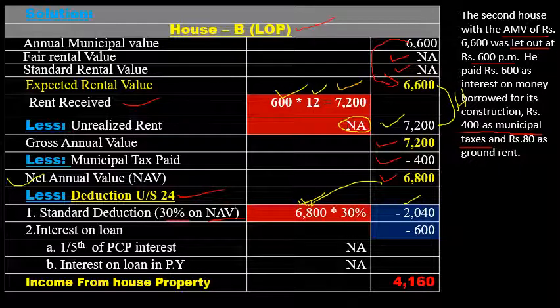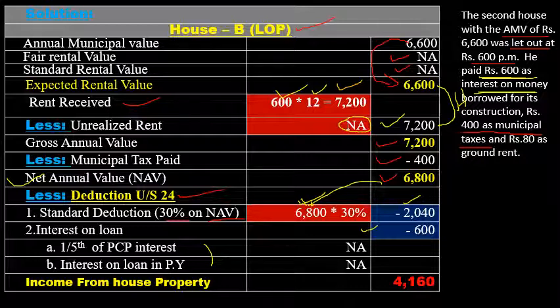In this problem also, in this house also, the loan borrowed amount is not given. Direct interest amount is given. He paid 600 as interest on money borrowed for the construction. So total interest on loan paid for the previous year is rupees 600. This 1/5 of PCP interest and interest on loan, these two are not required because the loan amount is not given. Whenever the loan amount is given, then only you have to apply these two.